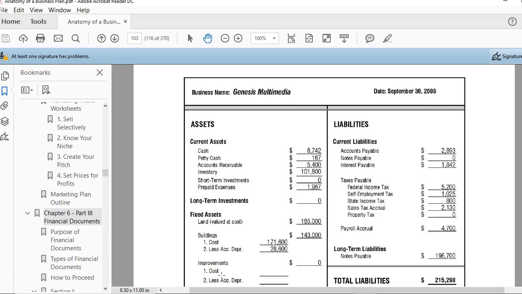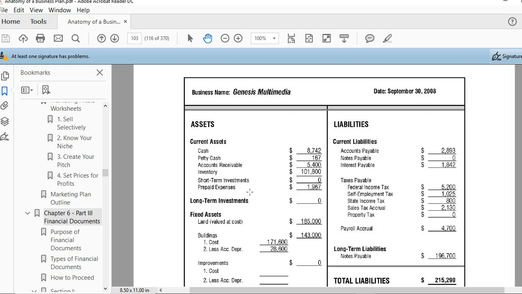Let's talk about the balance sheet, still chapter 6 of your book. This is just a picture from chapter 6. Here's a picture of a balance sheet. I don't have it quite all in one screen, but I'll show it to you. So the balance sheet is a summary of assets equals liabilities plus equity.